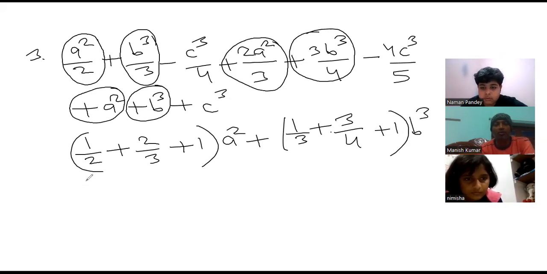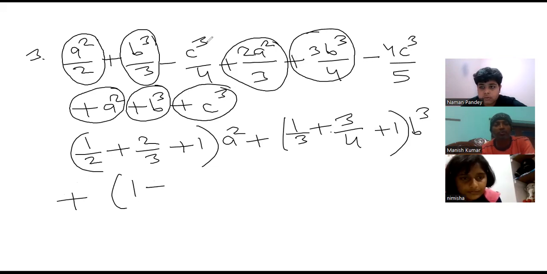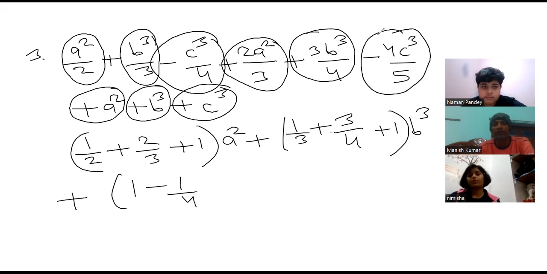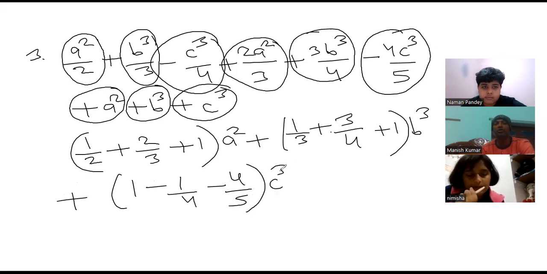Okay, now comes c cube. So here also one c cube is there, we can write plus 1, then minus 1 by 4, this one, then here also c cube is there, we can write minus 4 by 5 and whole into c cube, isn't it? Equal to. Now we will add first of all the values for a square, coefficient of a square. What will it be? 1 by 2 plus 2 by 3 plus 1 by 3.